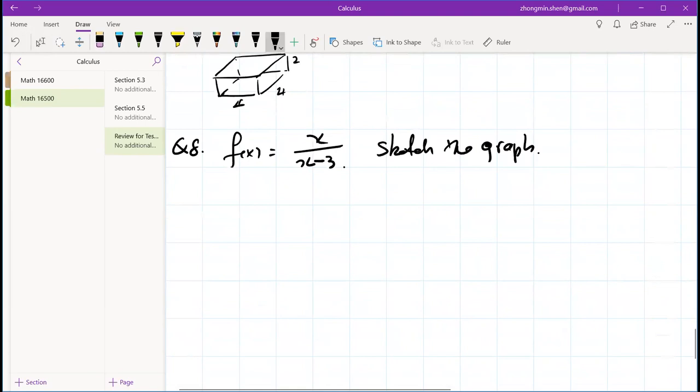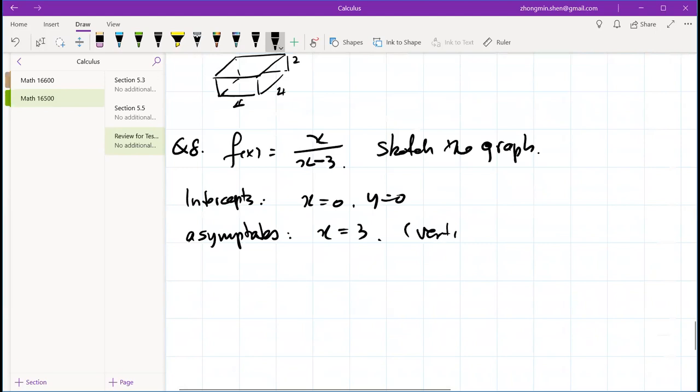So here, look at the intercept first. So we're going to draw the graph, right? Intercepts. Intercept is x equals 0, y equals 0. That's only one intercept. Okay. So don't worry about that. And then asymptotes. I think when x equals 3, that gives you the vertical one. Okay. And then you take the limit, y equals 1, that gives you the horizontal one.